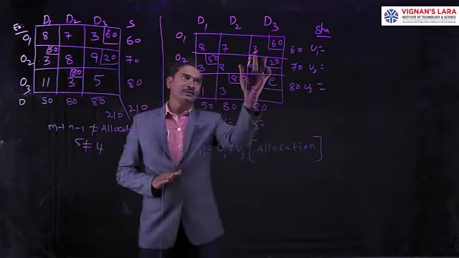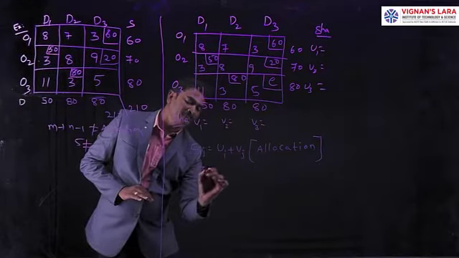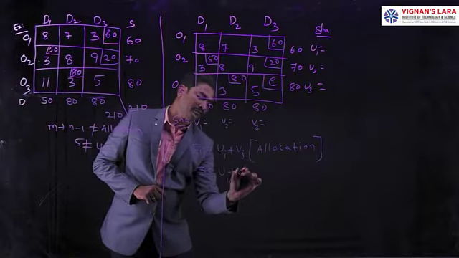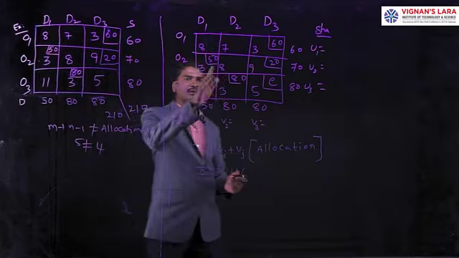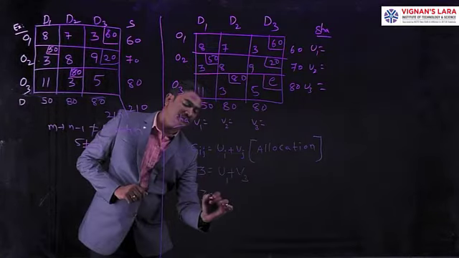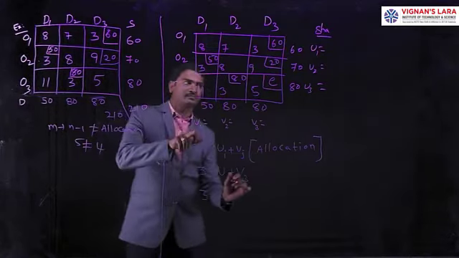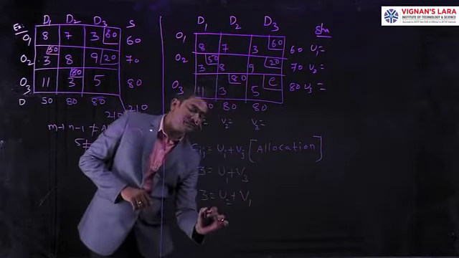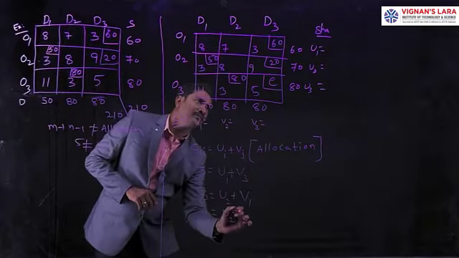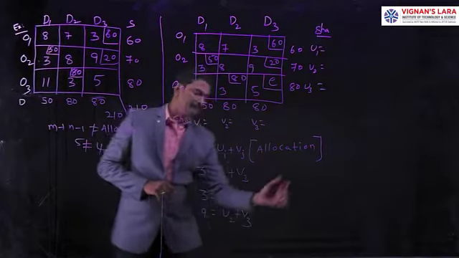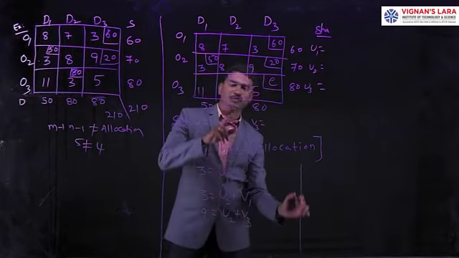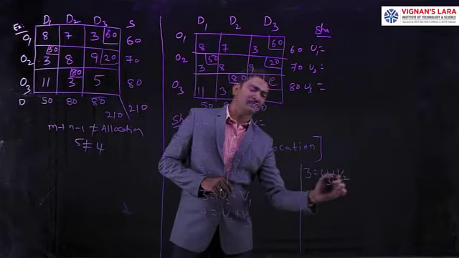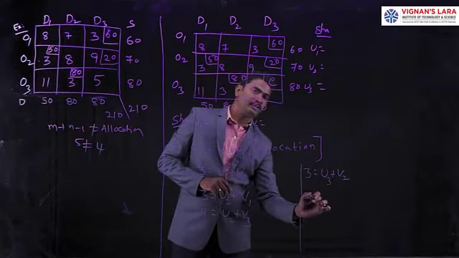Coming to the first one, here Cij is 3, and it is located at U1 and V3. Next, coming to the second allocation, here 3, it is at U2 plus V1. Next, third allocation: 9 is equal to U2 plus V3. Next, fourth allocation: 3 is equal to U3 plus V2. Next, fifth allocation: U3 plus V3.